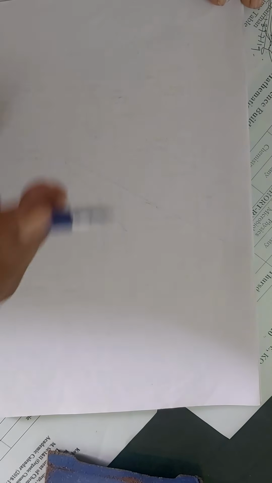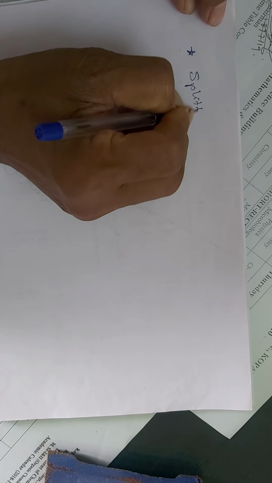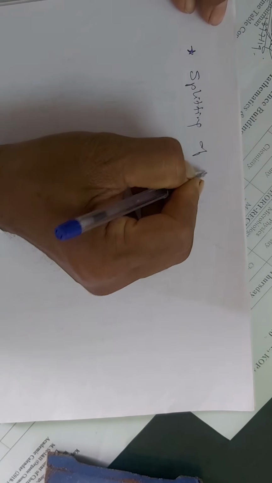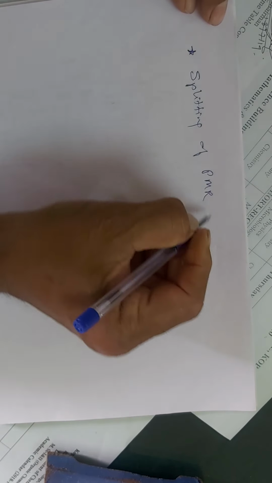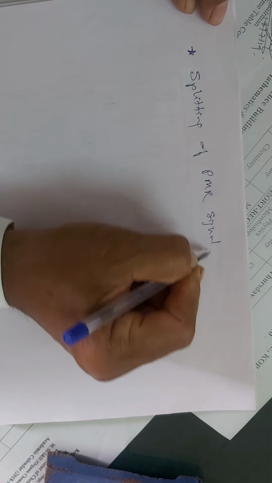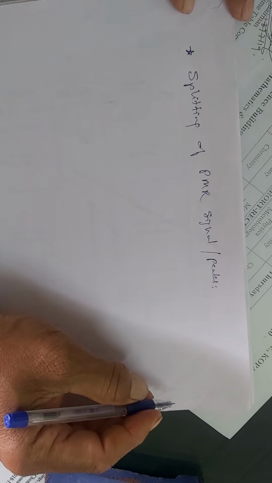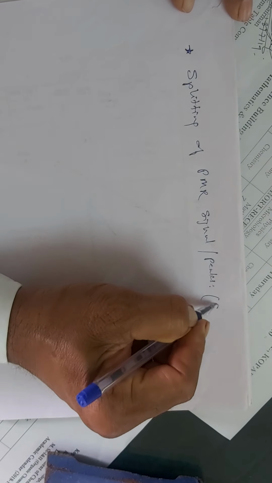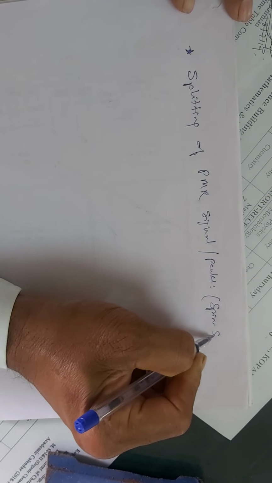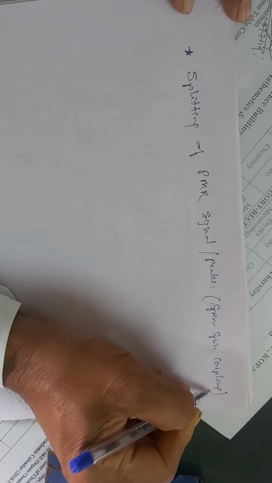And then the next point that we want to study is the splitting of PMR signal or peaks. And this happens due to spin-spin coupling.